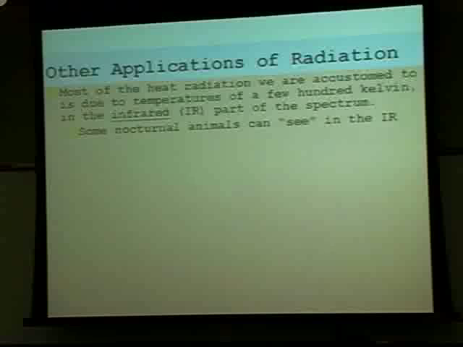Other applications of radiation. Most of the heat radiation we're accustomed to is at temperatures of a few hundred degrees Kelvin. Hence, they are radiating in the infrared part of the spectrum. So a lot of the waves due to radiation that we're accustomed to in our normal life are in the infrared, which we can't see, but some animals can see that. So some nocturnal animals can see in the infrared, hence they have a better chance of seeing you or other animals at night.